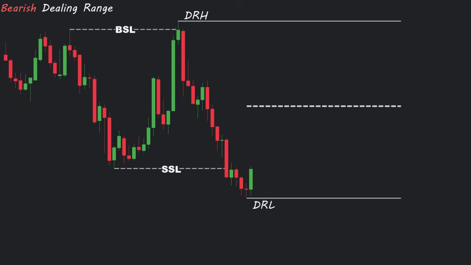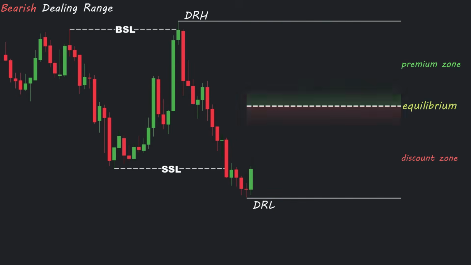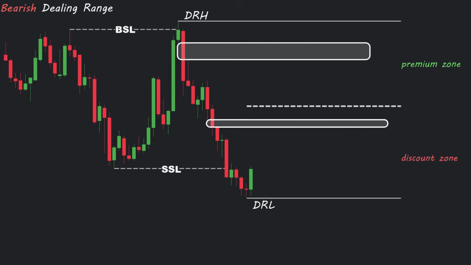Now, if we split the range in half with an equilibrium line, the top half becomes the premium zone and the bottom half becomes the discount zone. When price is trading down in the discount, we see it as undervalued, so it's a good area to look for buys. On the other hand, when price pushes back up into the premium zone, that's where we expect better selling opportunities. From there, we look inside the range and focus on the internal liquidity, things like imbalances, to find clean setups for entries.